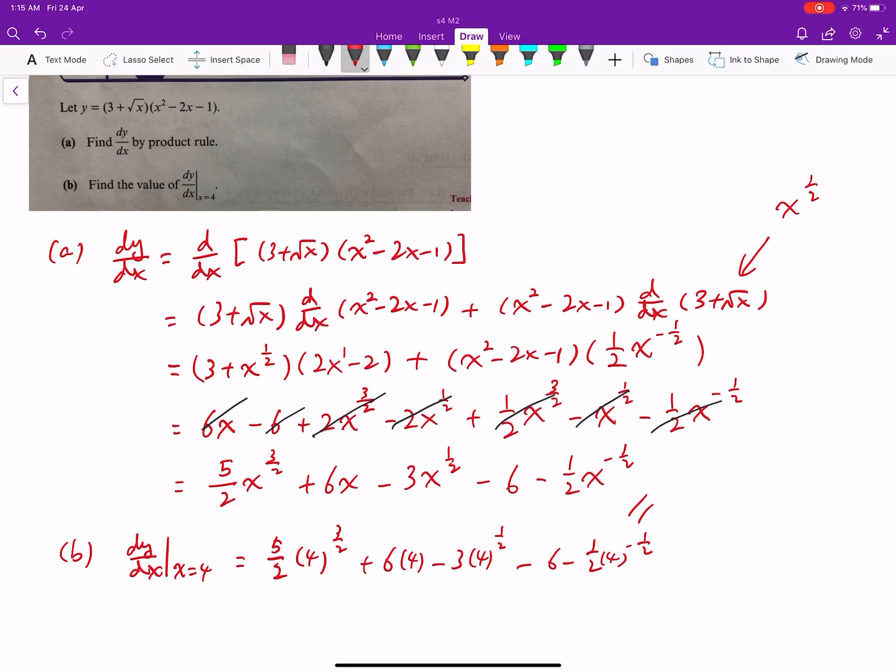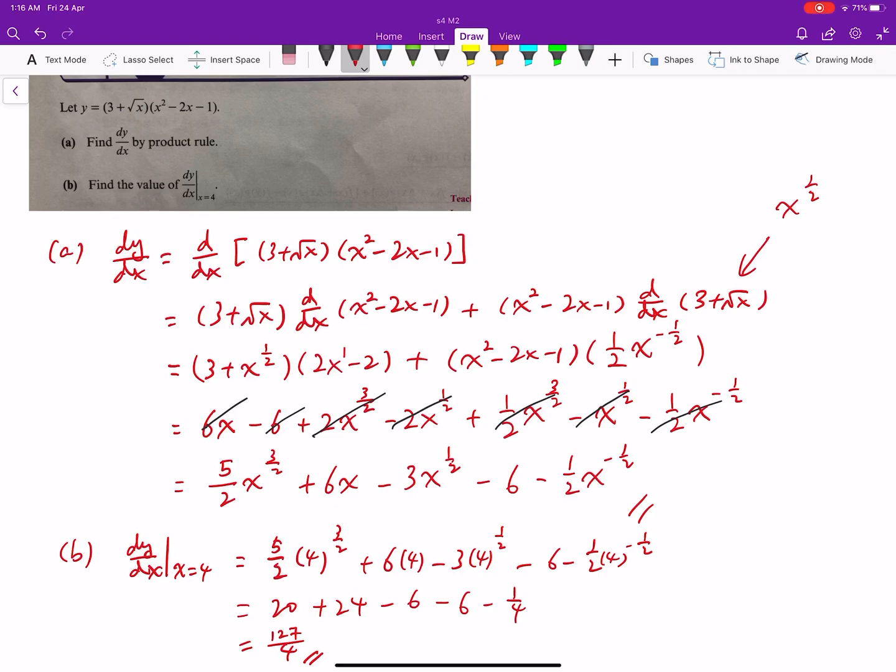Here I also write the individual terms. This is 20, and then 24, and then 3 times 2 is 6, and this should be 1 over 4. So finally you will get this answer.